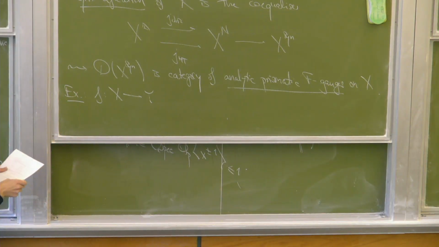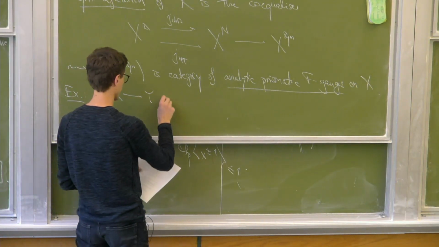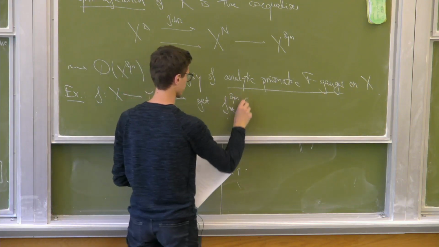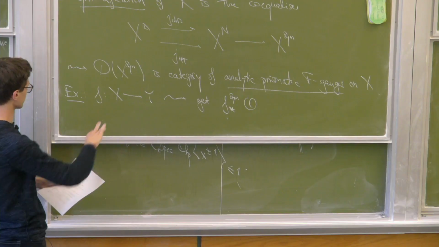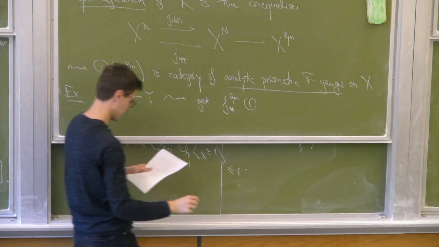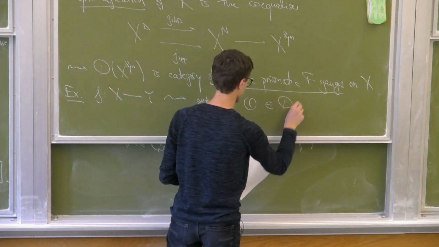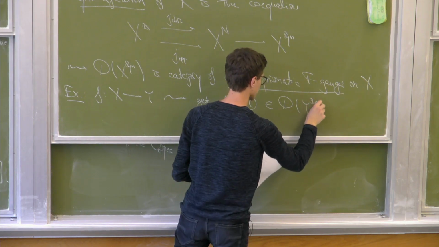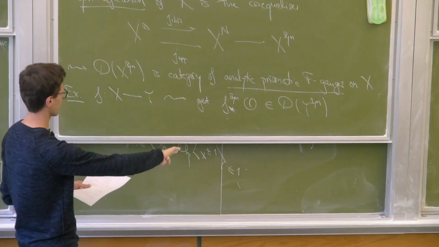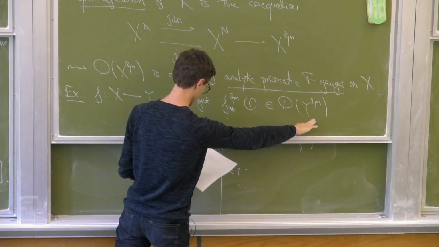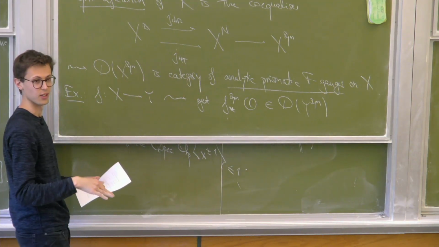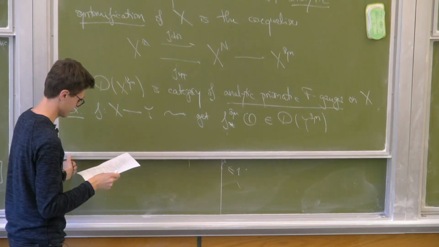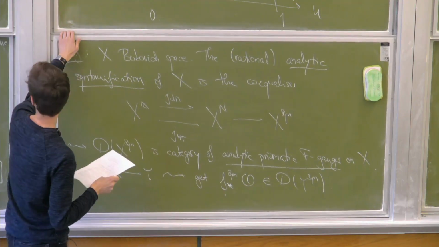for any map f from X to Y of Berkovich spaces, I can look at the push forward of the structure sheaf along the induced map of syntomifications, and this gives me a prismatic F-gauge on Y. This is kind of like the motive of X over Y.